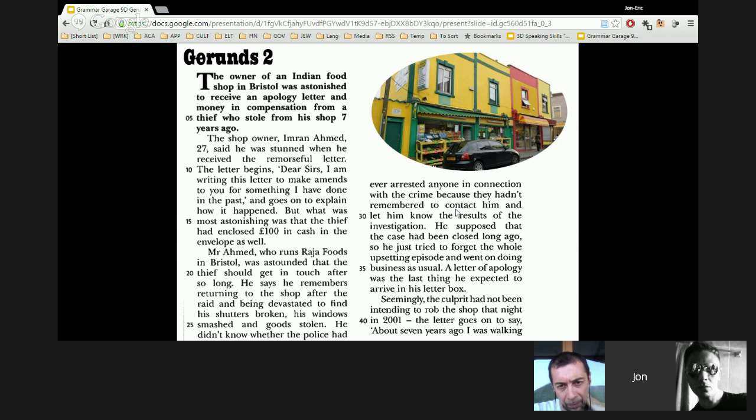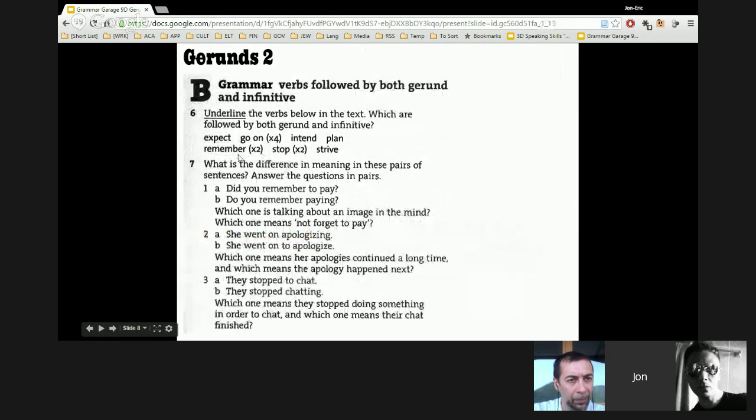You're right. About the police, right? Yes. They hadn't remembered to contact him. Fantastic. That's it. So you've got remembered returning and remembered to contact him. So both gerund and infinitive follow the verb remember. Okay? There you go. That's one example. Let's take a look at a few others. So remember was used twice and we found them both.